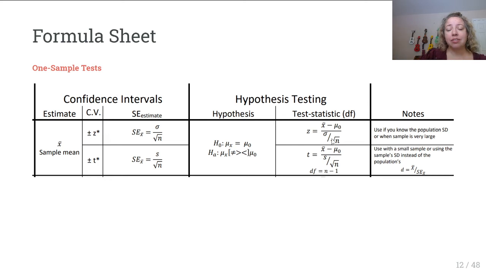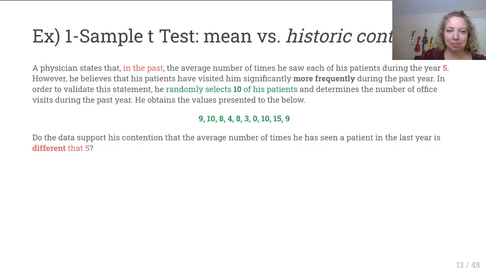So it says on the top line for Z, it says use if you know the population standard deviation, that's sigma, or when your sample is very large, like in the hundreds. The second line for the t-test says you should use that when you have a small sample, or are using the sample standard deviation instead of the population standard deviation. There's a little bit about Cohen's d. Let's just ignore that for the time being.